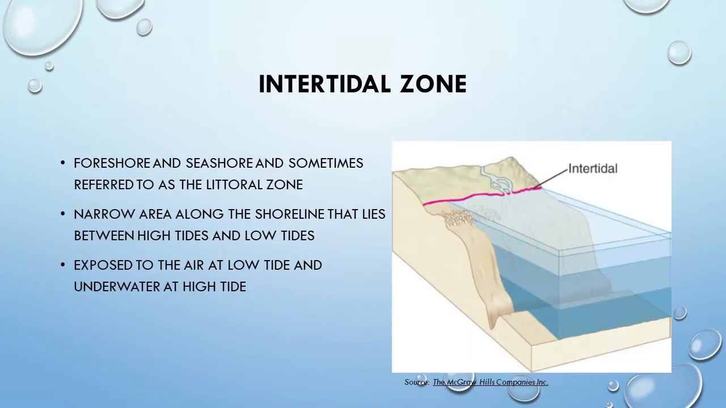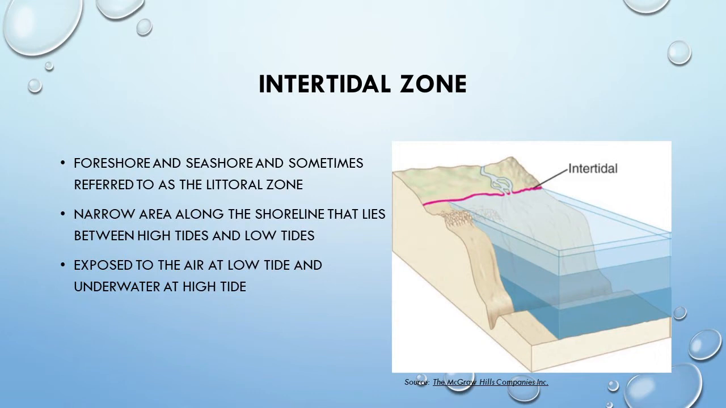The intertidal zone. The intertidal zone is also known as the foreshore, seashore, and sometimes referred to as the littoral zone. It is the area exposed to the air at low tide and underwater at high tide. This zone can encompass sandy beaches, rocky shores, bays, and estuaries. The area can be a narrow strip, as in Pacific Islands, that have only a narrow tidal range, or can include many meters of shoreline where shallow beach slope interacts with high tidal excursion.